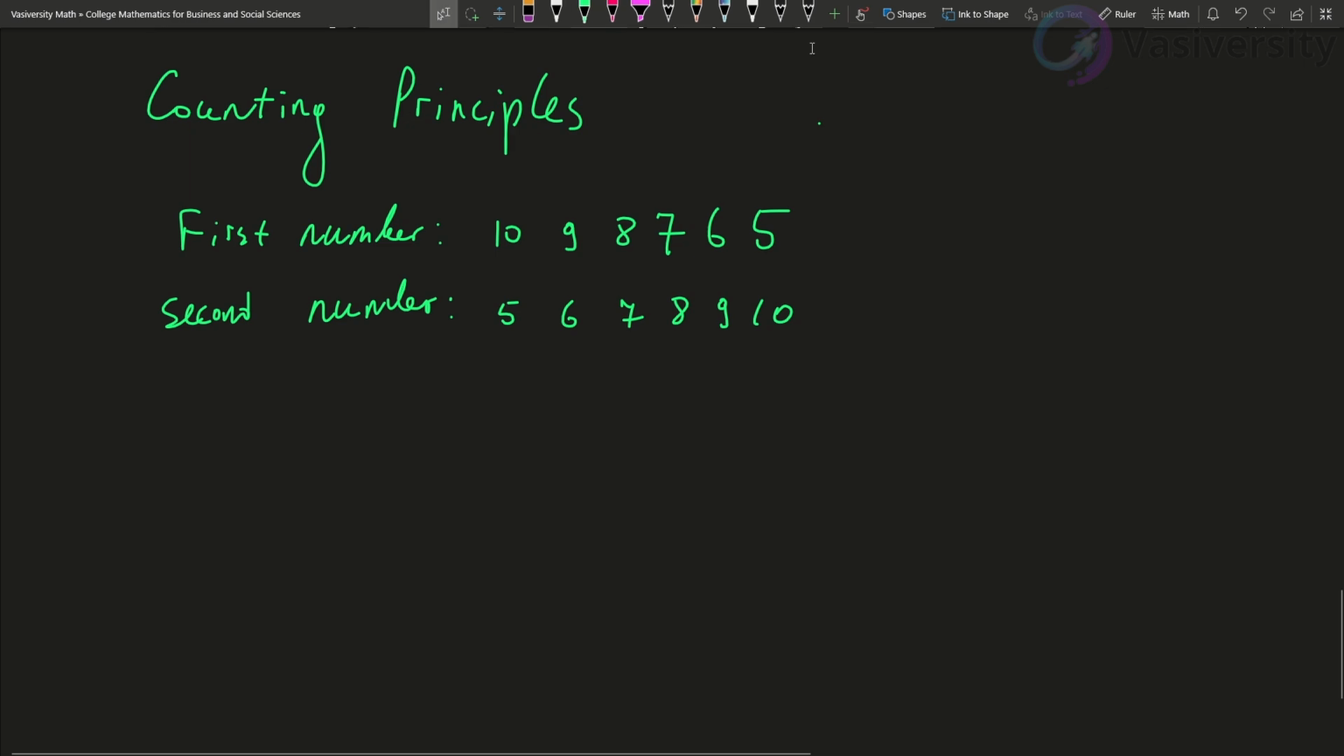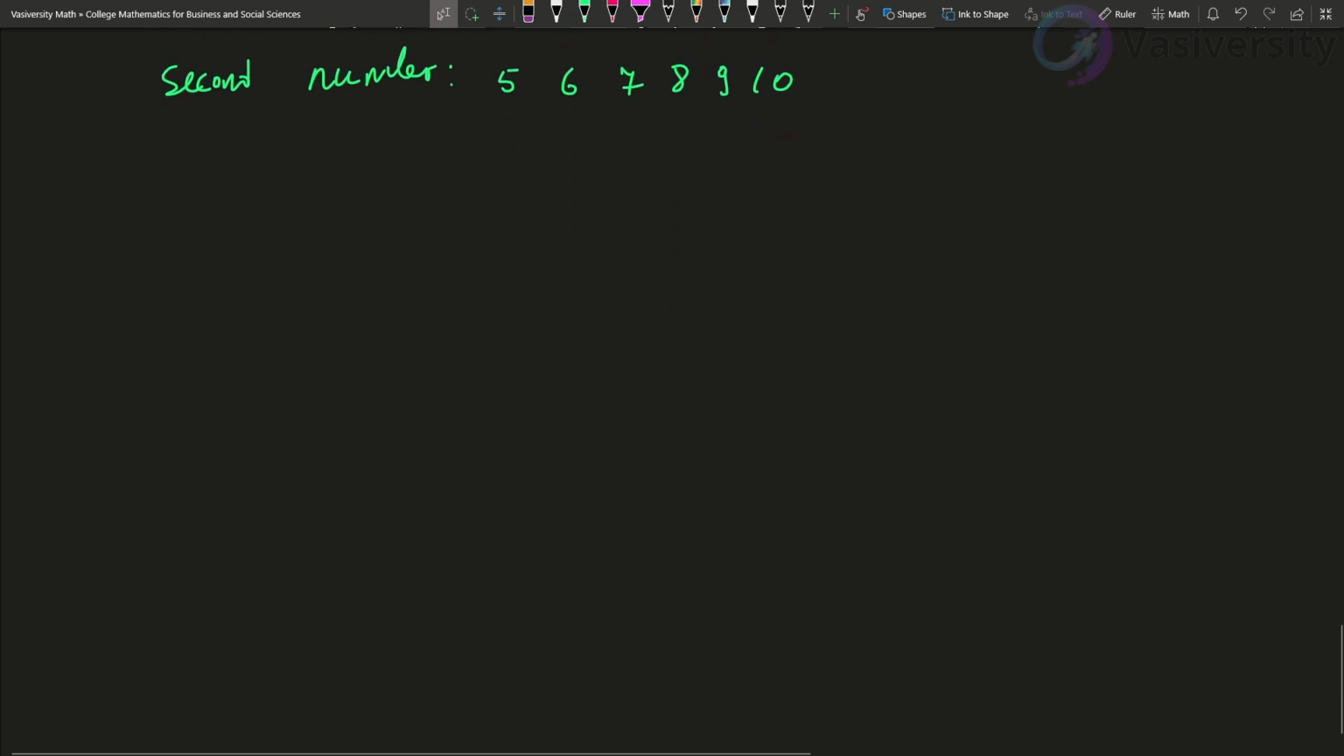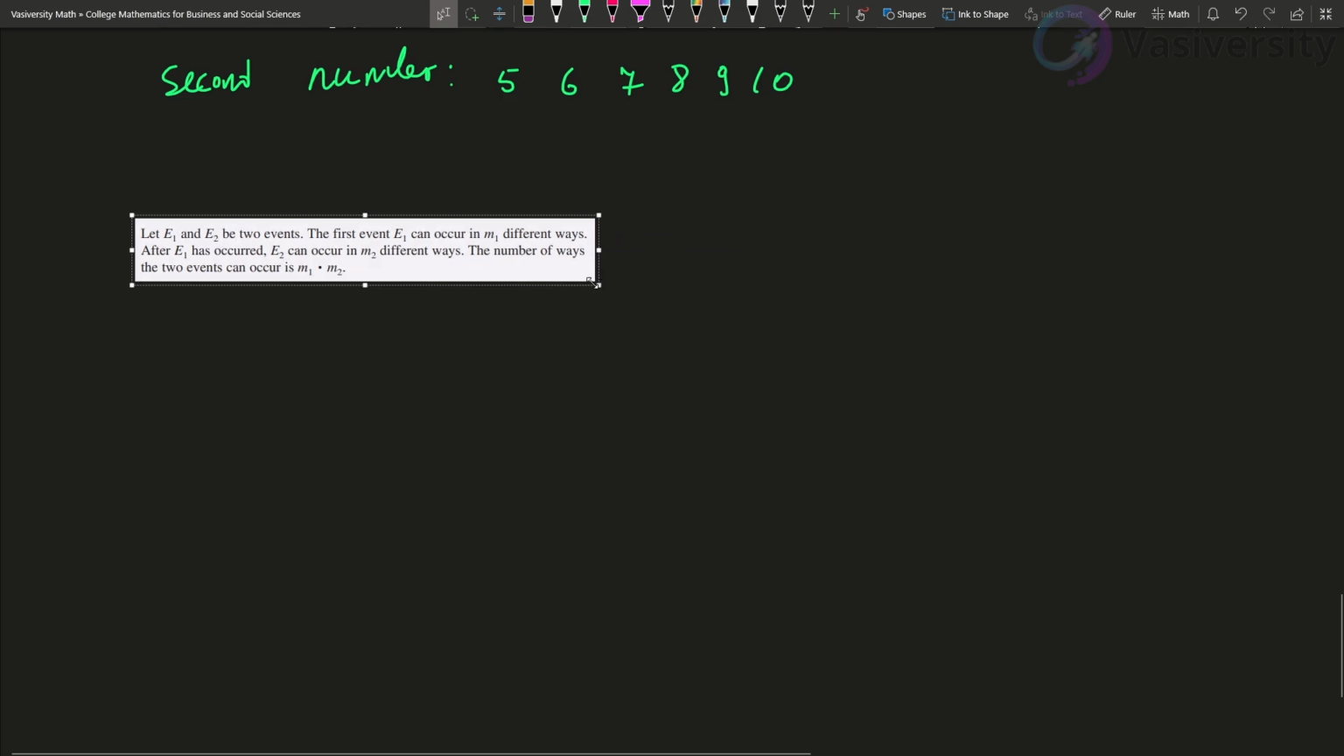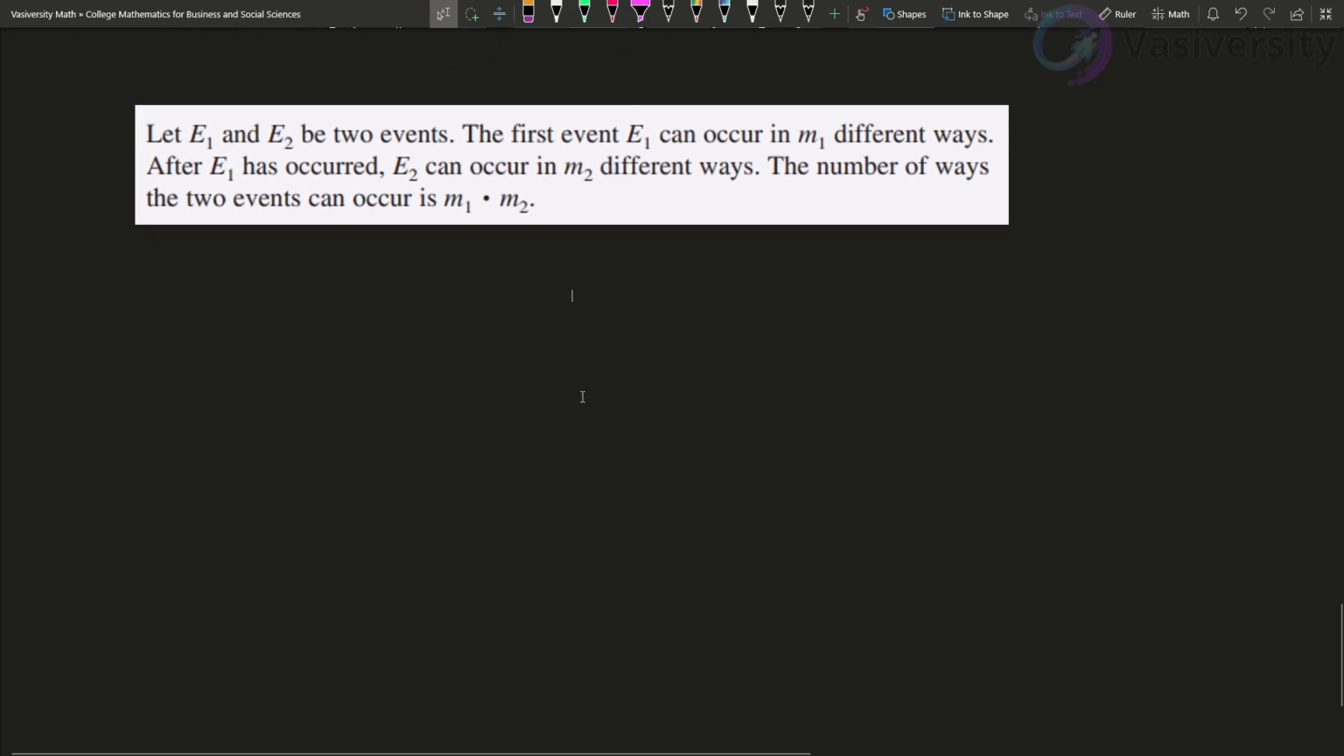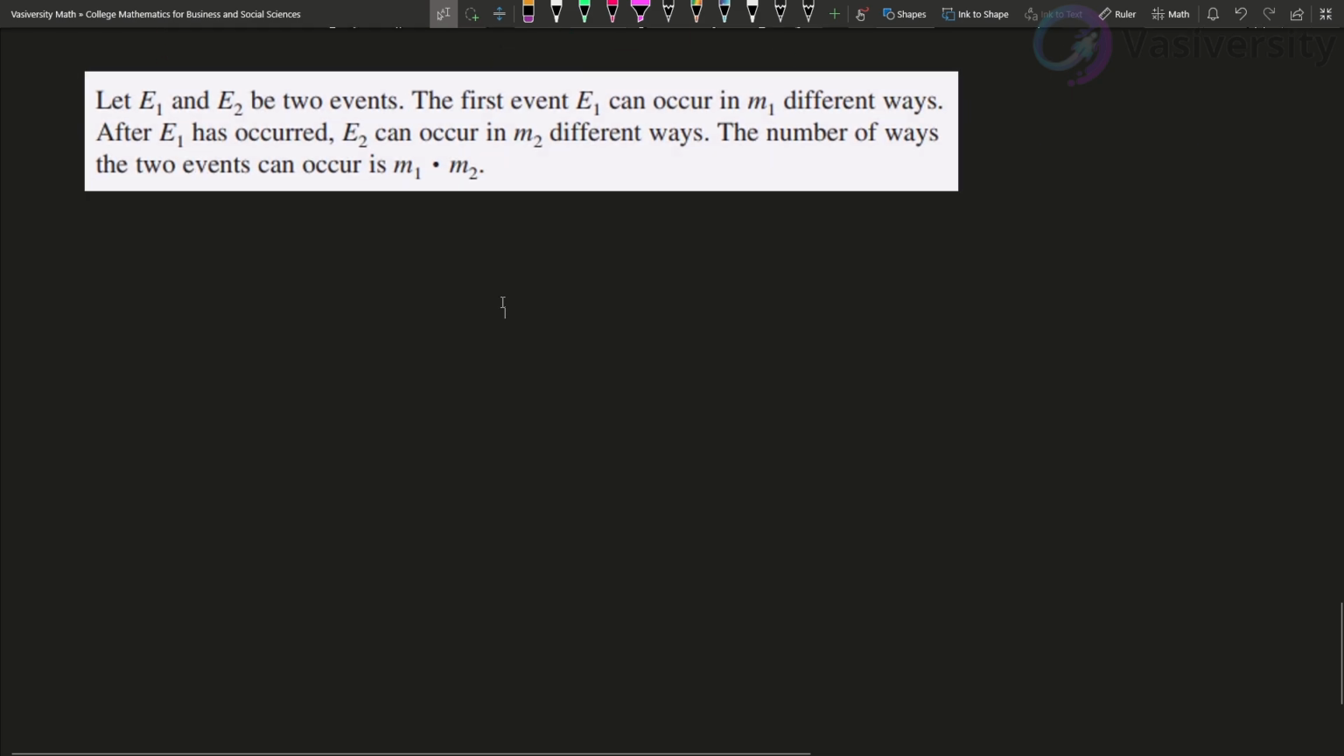So essentially now we're going to be introducing some of the formulas, right? Some of the formulas that will help us do this process much quicker if we have more elements. So one of the fundamentals of counting principles is, well, let E1 and E2 be two events. The first event, E1, can occur in M1 different ways.